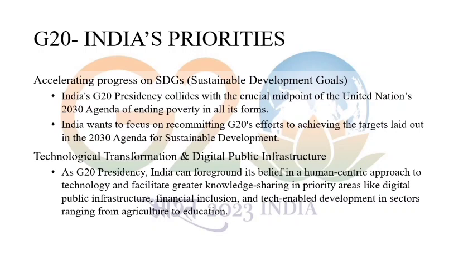With this, India focuses to bring together the world to fulfill the sustainable development goals of the United Nations, that is, to end poverty of all its types by 2030. The next is technological transformation and digital public infrastructure. India is developing digitally too. So, this aims to develop more digitally and increase the digital public infrastructure in sectors ranging from agriculture to education, that is, in all the sectors.